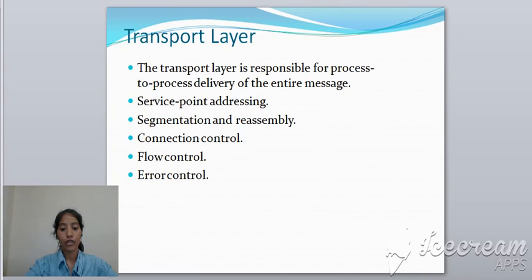Flow control. Like the data link layer, the transport layer is responsible for flow control. However, flow control at this layer is performed end to end rather than across a single link.